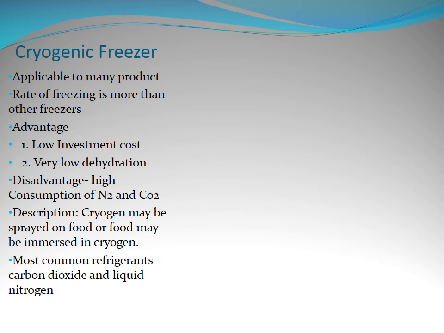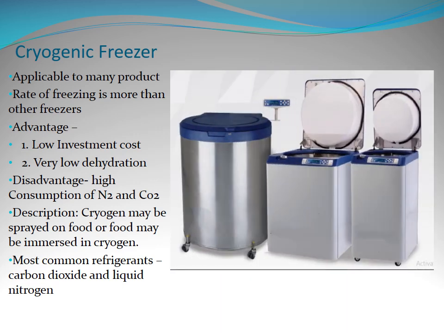Next one is cryogenic freezing, and you are seeing here its diagram. Although most foods retain quality when quick frozen by the above methods, a few, such as mushrooms, sliced tomatoes and whole strawberries, are subjected to cryogenic freezing, which is done at very low temperature, below -60 degrees Celsius. The refrigerants used in this type of refrigerating system are carbon dioxide and nitrogen, but it is expensive, which is one disadvantage. Advantages are low investment cost and very low dehydration.